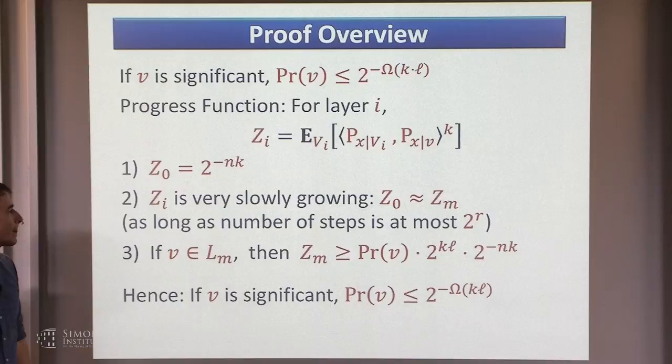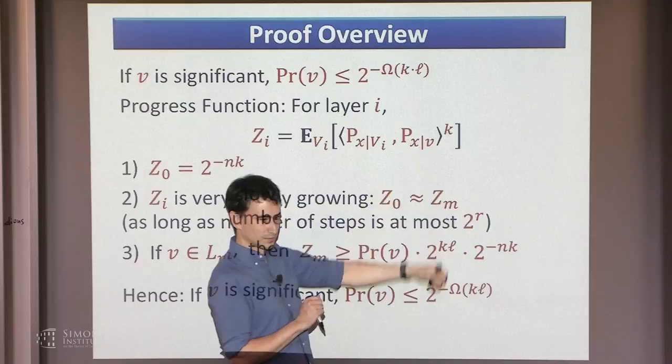The second step is the complicated step. We need to show that Zi grows slowly. This is similar to what we did in the affine case, where we showed that it's hard to learn a new equation. Because we needed to learn a specific equation. And here also, we need to come closer to a specific distribution. So this is where the hard part is.